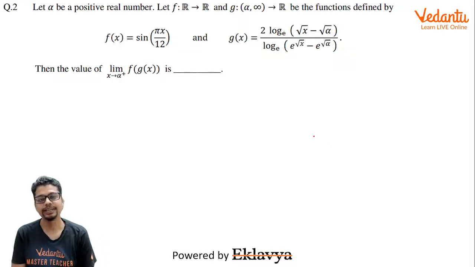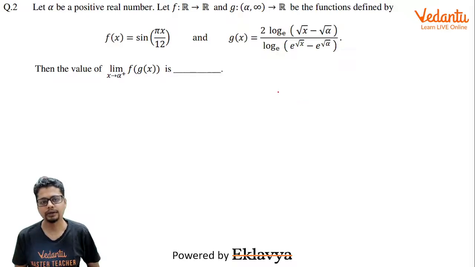We are discussing JEE Advanced 2022 Paper 1 and the question for this video is this. Let alpha be a positive real number. Let f be a function from the reals to the reals, and g be a function from alpha open to infinity to the reals, defined by f of x equal to sine of pi x by 12 and g of x equal to 2 log_e of root x minus root alpha divided by log_e of e to the power root x minus e to the power root alpha. Then the value of the limit as x tends to alpha plus of f of g of x is.